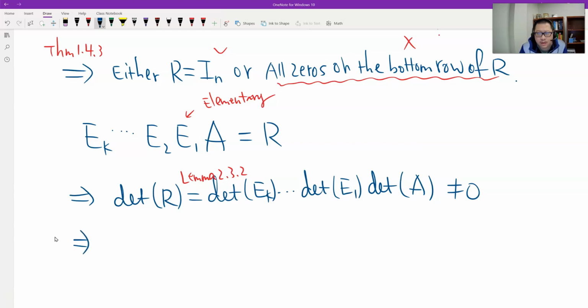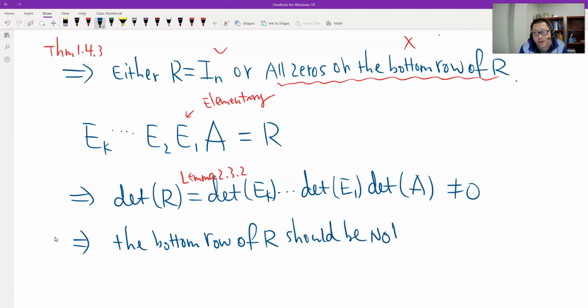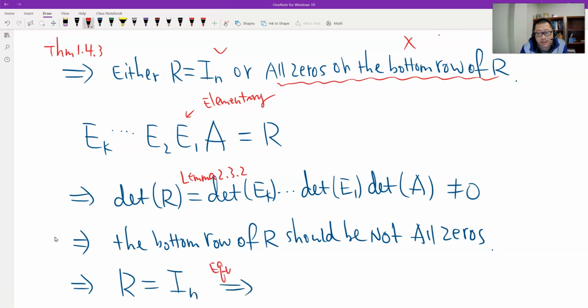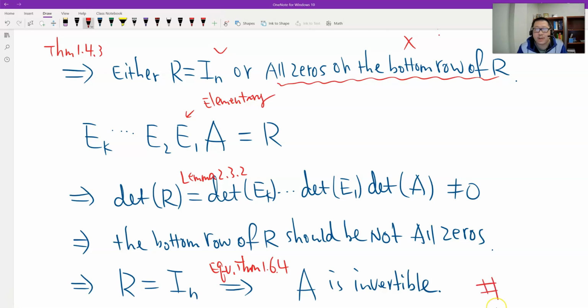So the bottom row of R should be not all zeros. Why? If it were all zeros, then the determinant should be zero, but the determinant is not zero, so that case is ruled out. Therefore, going back to the original either-or, R, the reduced row echelon form, should be the identity. And then by the Equivalence Theorem again, 1.6.4, A is invertible. That's the proof. Thank you.